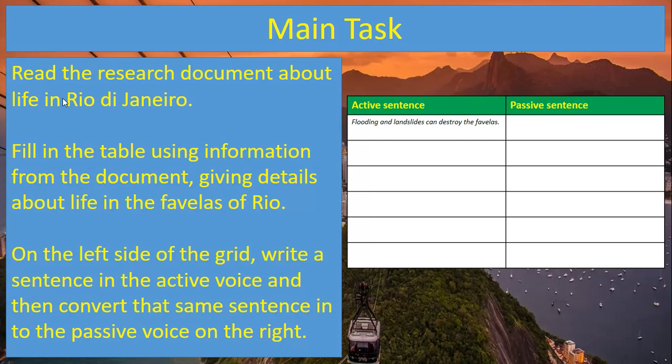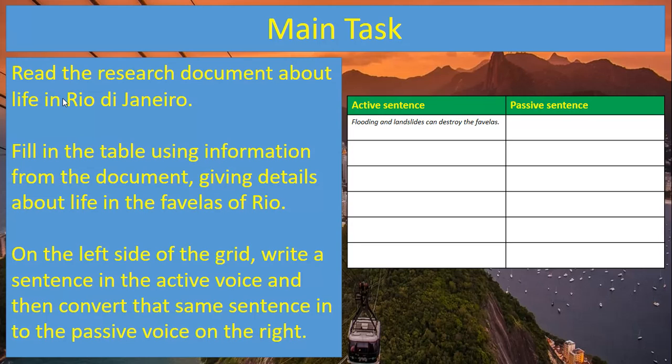I want you to use some of the information from the video. And I want you to write, it's asking you for 6 sentences in the active voice. One has been done for you. And then I want you to rewrite them in the passive voice. So you should have the same information on both sides, but on the left it should be written in the active voice. On the right it should be written in the passive voice. So if you look at flooding and landslides can destroy the favelas. That is in the active voice.